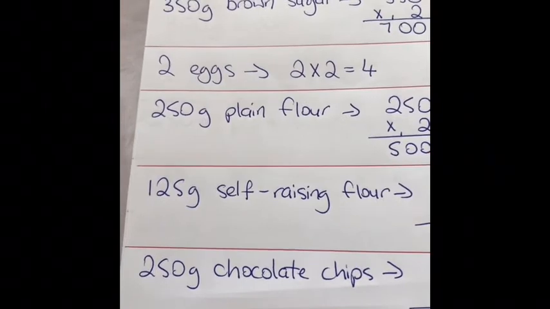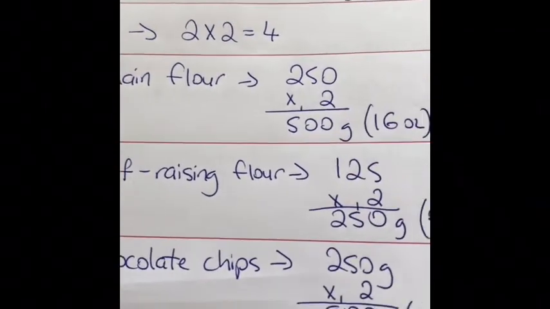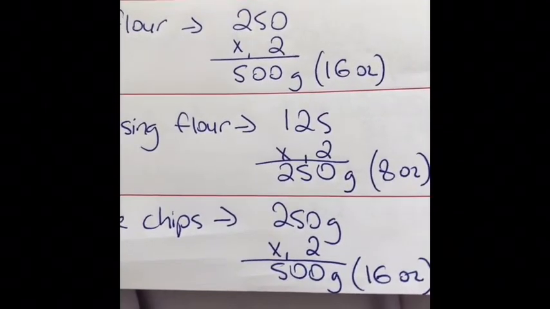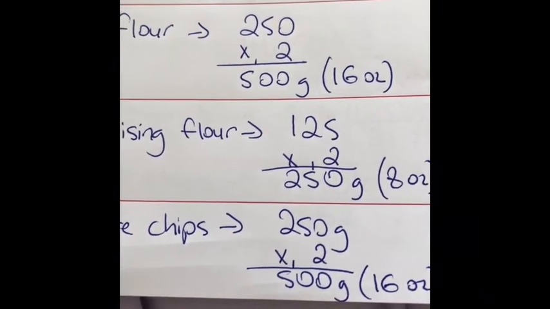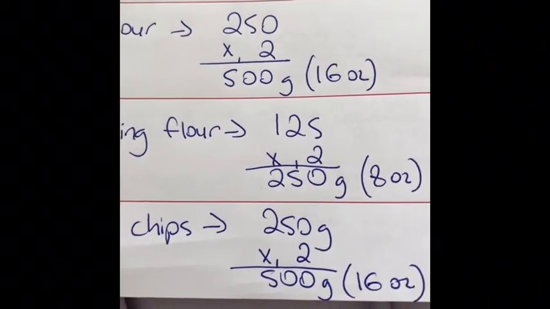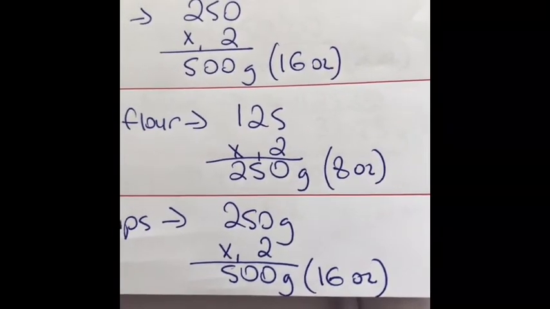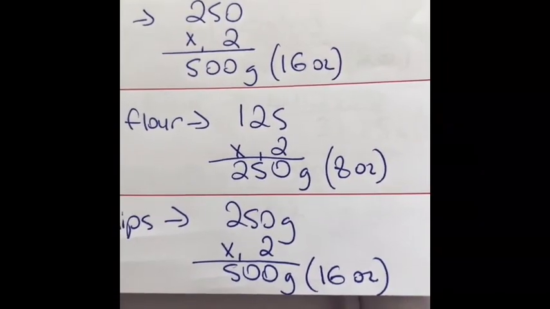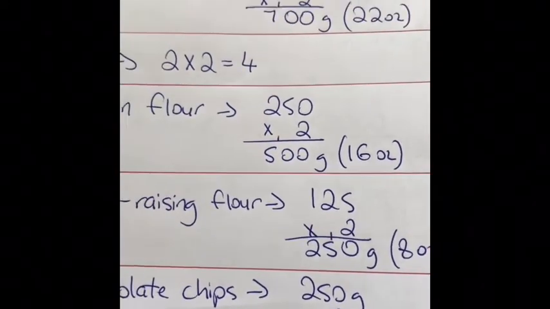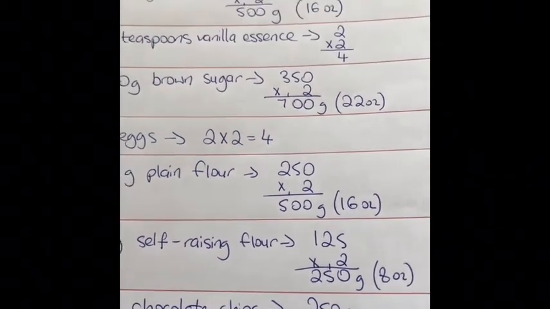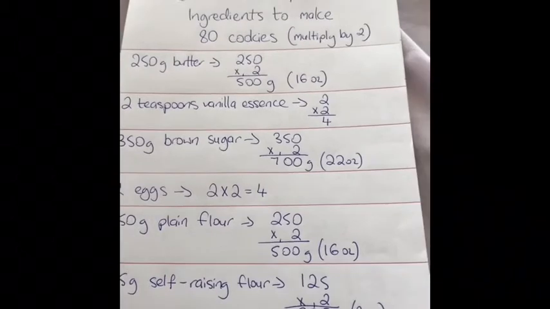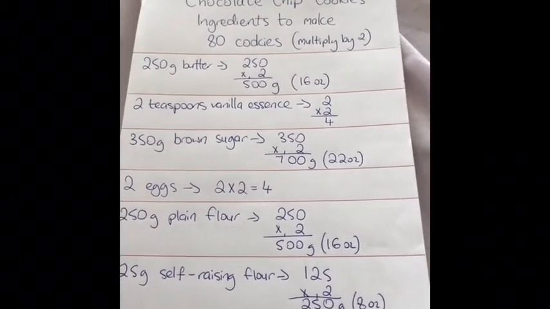And lastly, to double the amount of cookies we want, which is 80 cookies, it was 250 grams of chocolate chips, and we double it. And as above again, 2 times 250 grams is 500 grams, which is 16 ounces, which is the 8 ounces multiplied by 2, 16 ounces. So that will give us enough ingredients to cover doubling the recipe for 80 cookies. Okay?